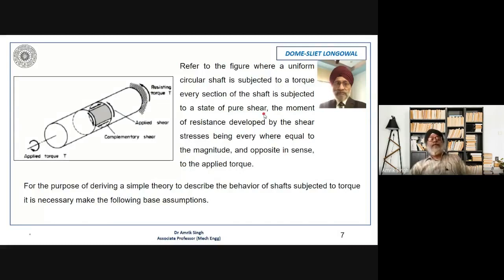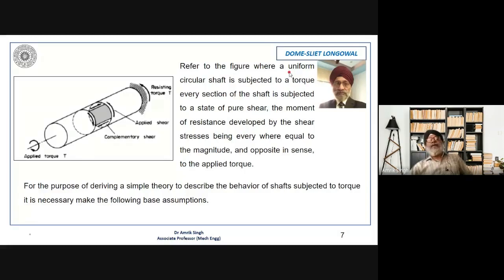Now, referring to this figure, we have taken an applied torque. This is the applied torque on this side, and this is the applied torque on this side. So we have taken a stress element. The resisting torque will be there at this end, in the opposite direction of the applied torque, and this resisting torque will depend upon the material of the shaft, or the material of the member you are going to consider.